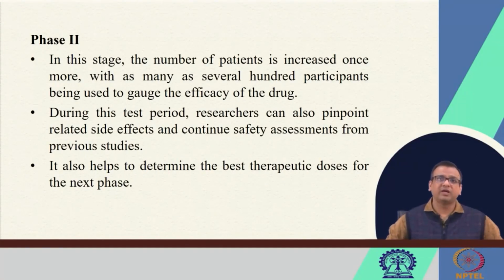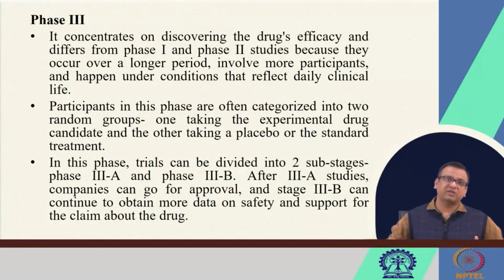So, coming to phase 2, in this stage the number of patients is increased once more, with as many as several hundred participants being used to gauge the efficacy of the drug. During this test period, researchers can also pinpoint related side effects and continue safety assessments from previous studies. It also helps to determine the basic therapeutic doses for the next phase. So, phase-wise, preclinical studies, phase 0, phase 1, phase 2: as the phase increases, the number of patients increases and helps to determine the best therapeutic dose for the next phases. Coming to the next phase, there is phase 3.